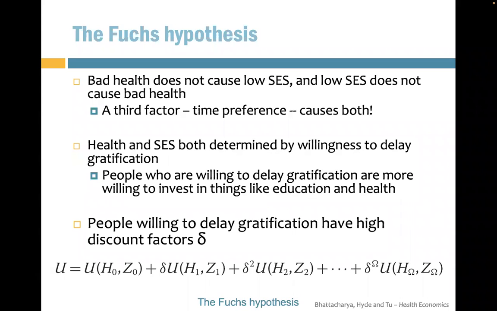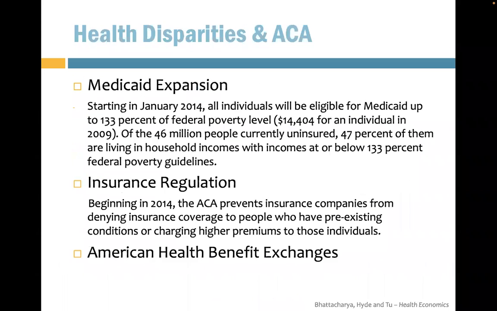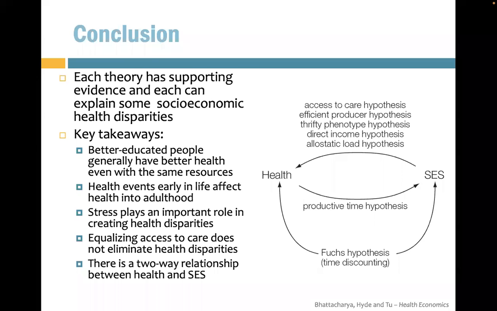Okay, so in conclusion, I skipped 3 graphs. Let me jump to this conclusion first. The first 5 theories or hypotheses explain why SES can contribute to health disparities. The 6th one, productive time, believes that it is disparity in health that causes differences in SES. And the last one, the time discounting or time preference or Fuchs hypothesis, believes that it's a third factor that has contributed to both disparities.